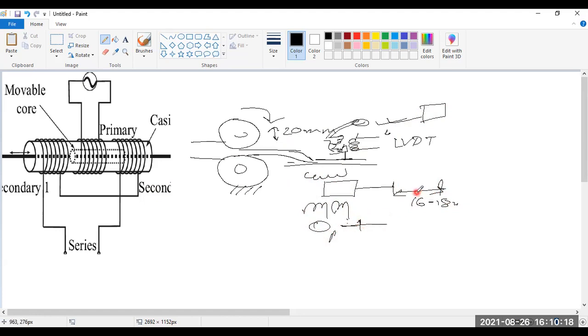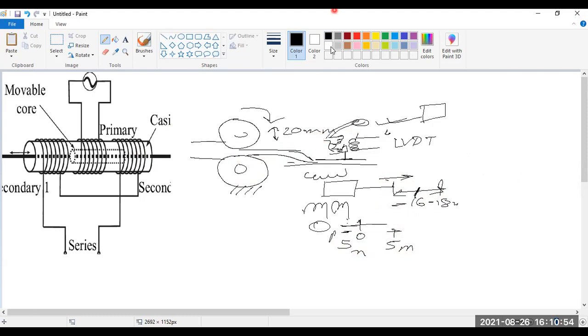Maybe this is the 0 position. This is the negative position, and this is the positive. Say this is positive 5 millimeter and this is negative 5 millimeter. So as per the displacement of this plunger, the LVDT can show which position it is at now. In this way, we can use the LVDT, linear variable differential transformer, to measure linear displacement.